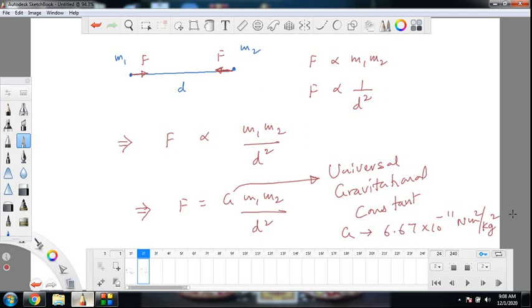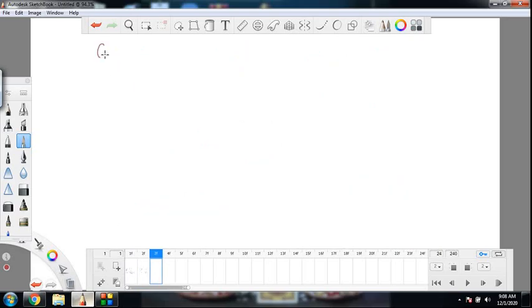Of course, we have first given this law of gravitation for point masses. If it is not a point mass, we will look into that later. But some important points to be noted. Gravitational force is always attractive. This is a very interesting point. Gravitational force is attractive, and this is the first point. Second, this gravitational force acts along the line joining both the particles.